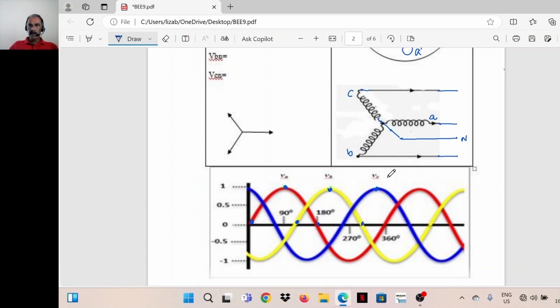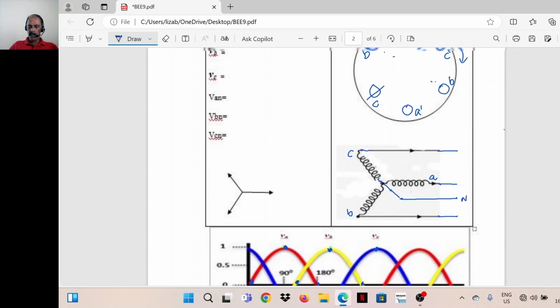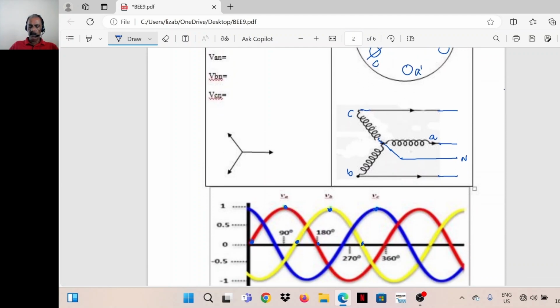So these voltages are at an angular difference of 120 degrees each. They are not reaching their maximum at the same time, or they are not crossing the 0 point at the same time. See here, this is the point at which voltage in coil A crosses 0. Voltage in coil B crosses 0 at this position. This is where voltage in coil C reaches 0.